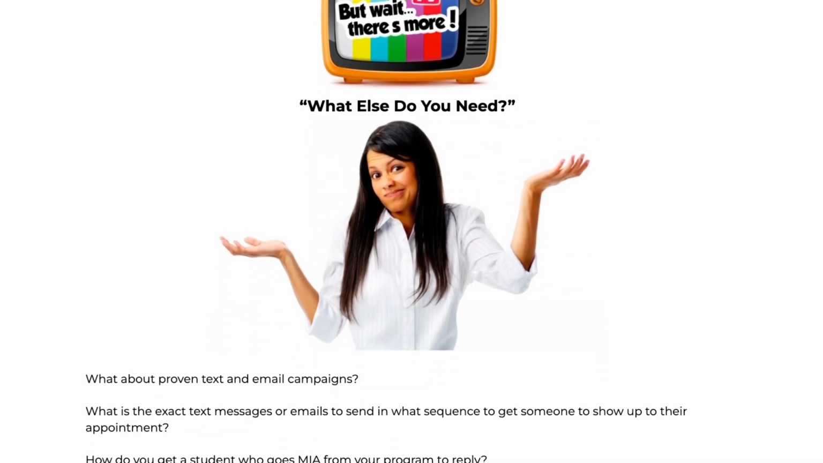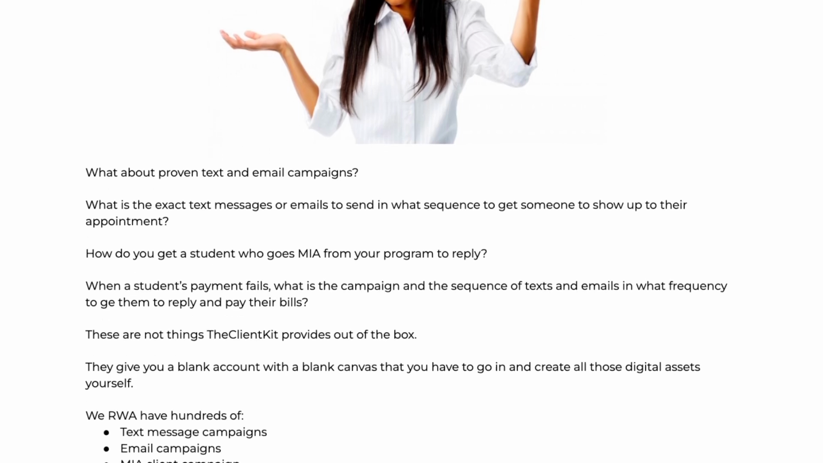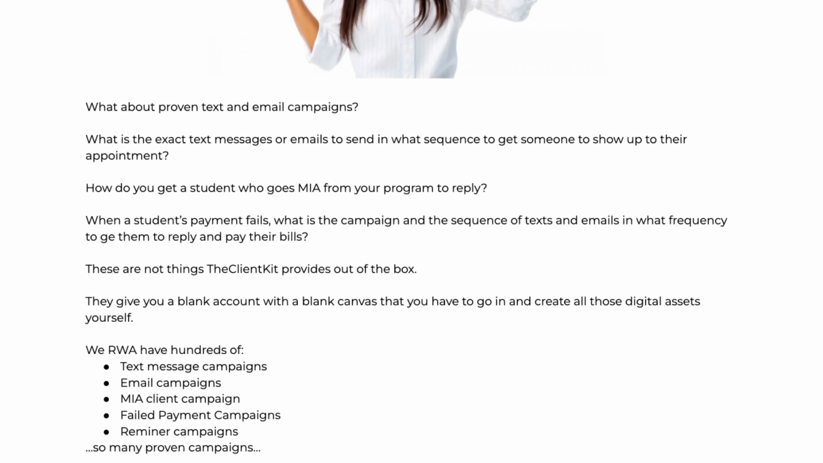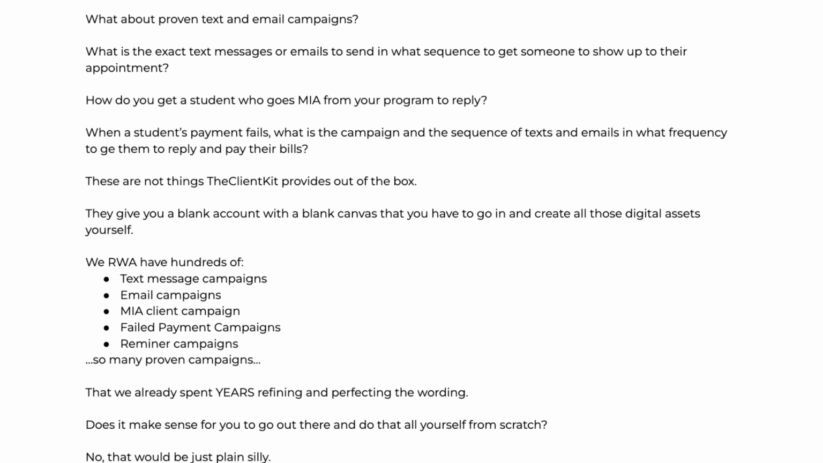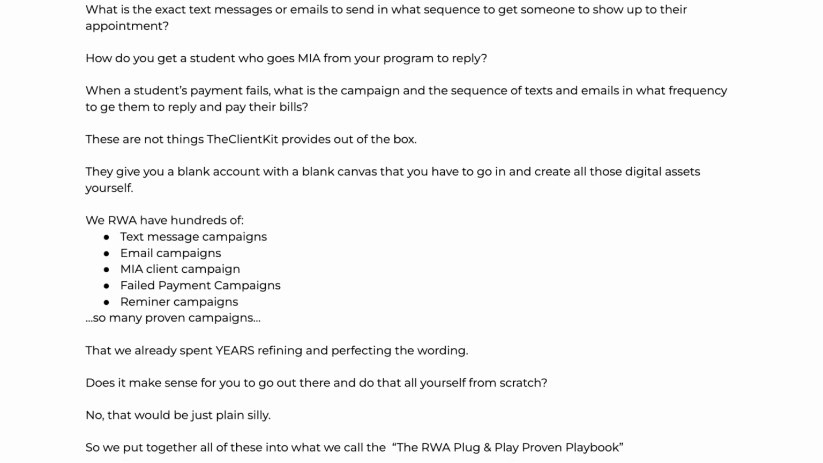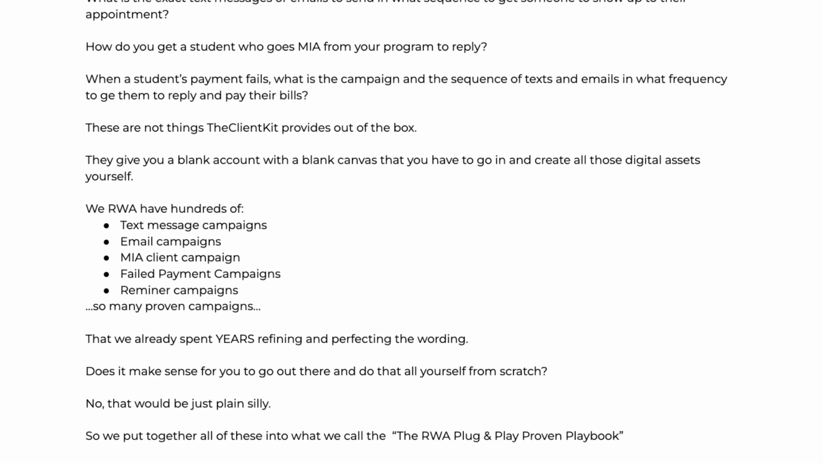Well, what about proven text and email campaigns? What are the exact text messages or emails to send out, and in what sequence, to get somebody to show up for their appointment? What about when one of your students goes MIA from the program? How do you get them to reply? When a student fails their payment and their credit card doesn't go through, what is the campaign, and the sequence and frequency of texts and emails, that will get them to reply and pay their bills? These are not things that are included in TCK out of the box.